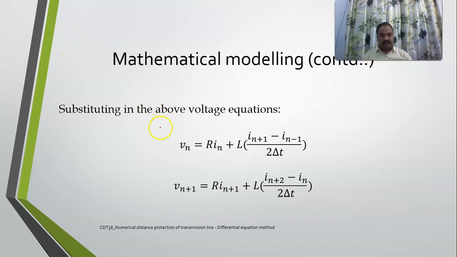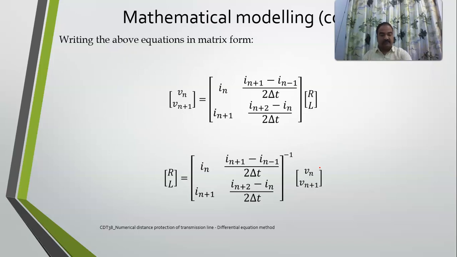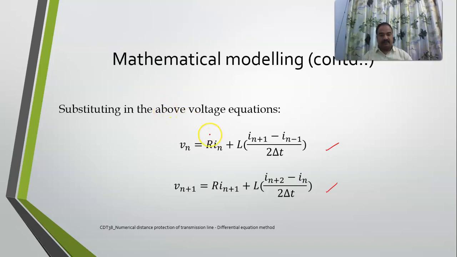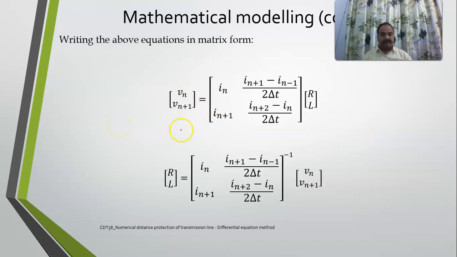So in this equation, you can see that these two equations can be brought out in matrix format. I am subjecting this R and L to a separate matrix. So if I write them in matrix format, I'll be getting this equation. I'll take this as V is equal to I into Z.